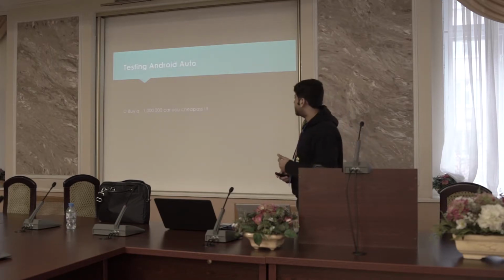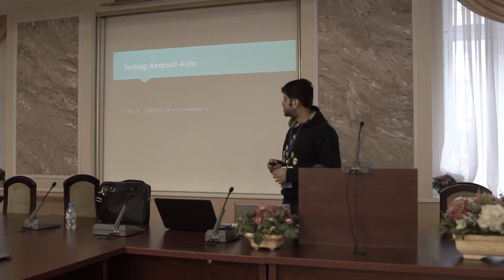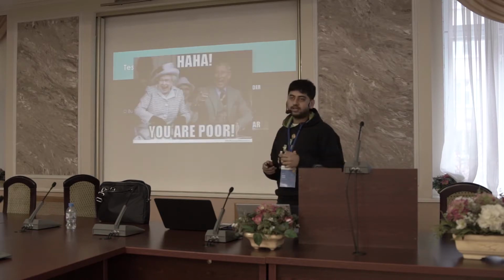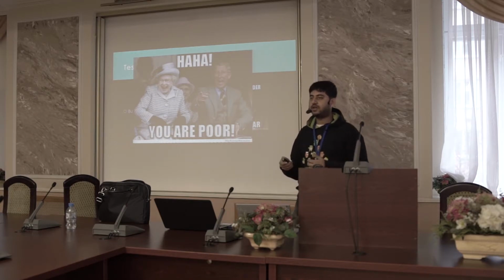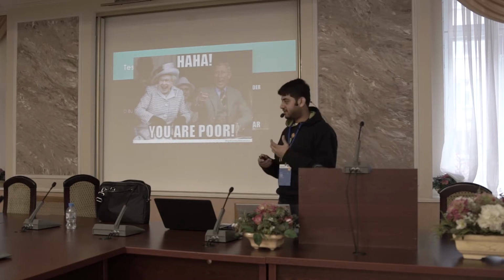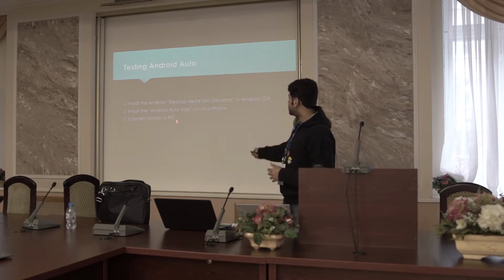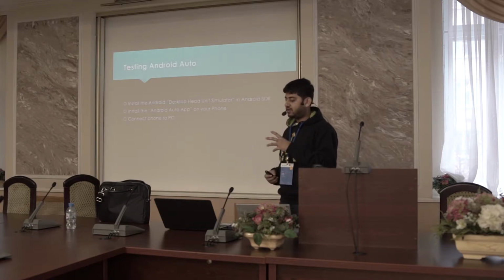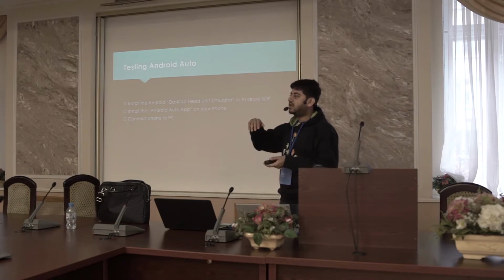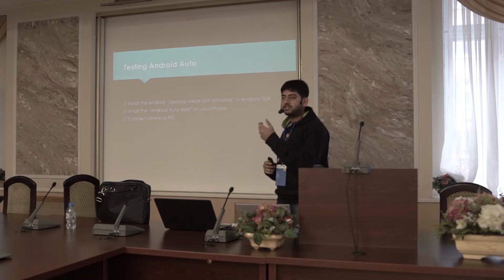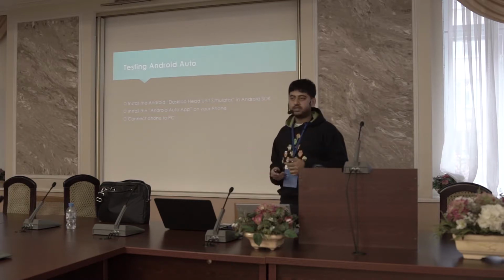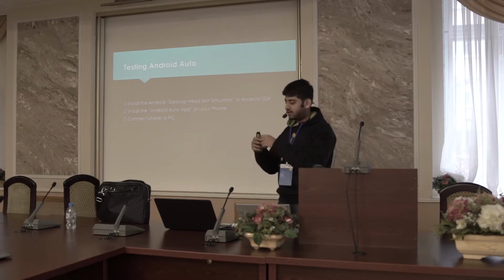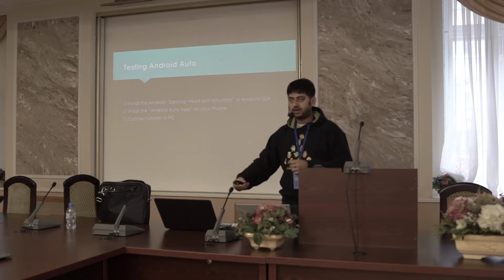So how to test in Android Auto? Obviously, you can buy a costly car which comes with Android Auto inside, but that's not a good solution. So we can test out Android Auto apps on your laptop by installing the desktop head unit simulator. If you have Android Studio or the Android SDK manager, go inside it, and inside the list of things that you can install, right at the bottom you will see extra tools, and inside extra tools you will see the desktop head unit simulator. Install it.